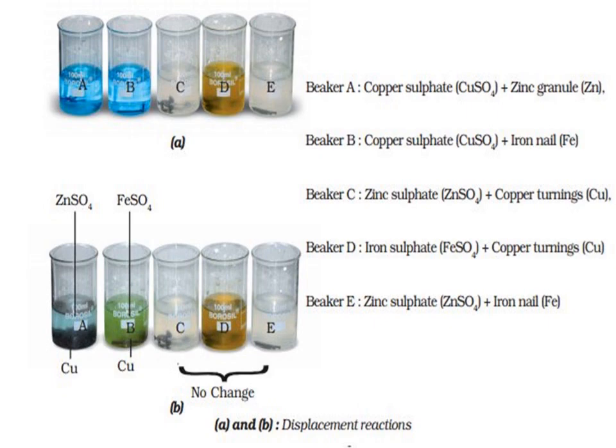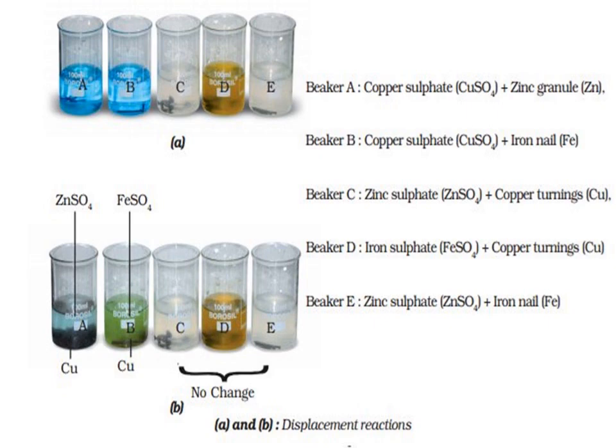In the other part, it is copper sulfate plus iron. So iron is also more reactive than copper. So iron will displace copper from its solution and will make FeSO4, that is ferrous sulfate, and copper will be separated. Fine. So it will be a green color solution. Fine. In the C, D and E parts, there will be no change.